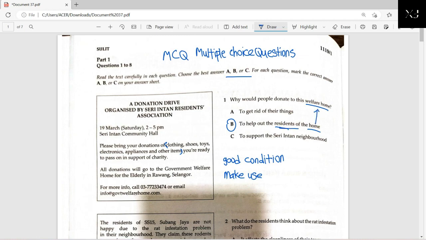Residents are people who are living at this welfare home. Okay, to get rid of their things. To get rid means to throw away, and usually you cannot use these things anymore. They are spoiled already. And to support Seri Intan neighborhood.